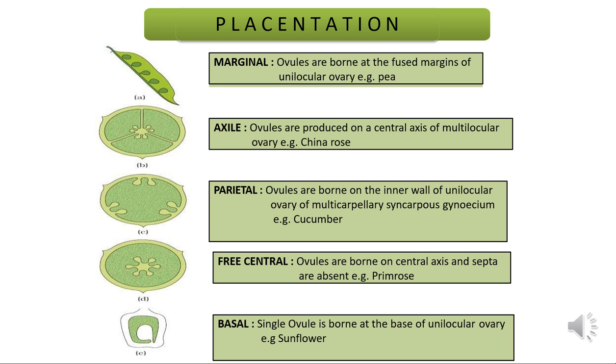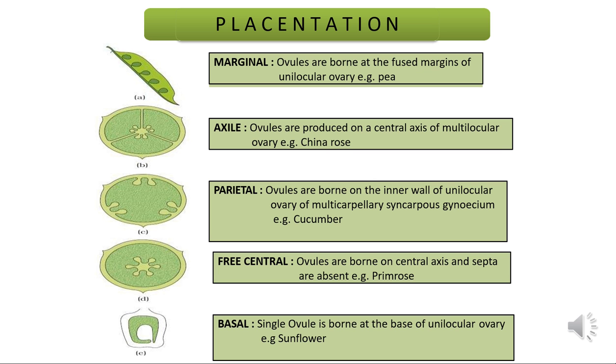Axile placentation. The next one is free central. Ovules are borne on the central axis and septa are absent. So ovules are borne around a central column which is not connected with the ovary wall by any septum. For example, dianthus, primrose and Silene. So free central means ovules are present in the center on the central axis and septa are absent.